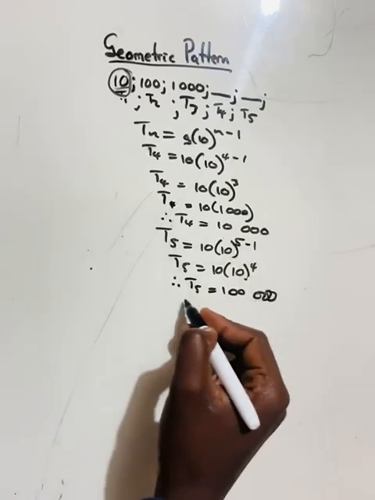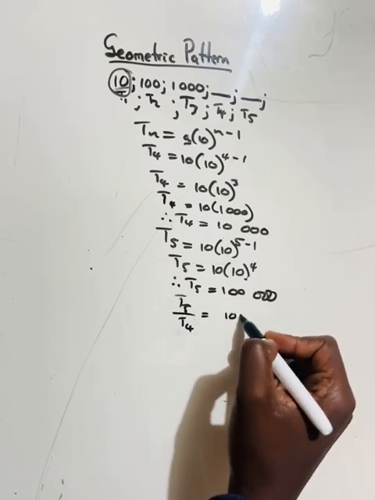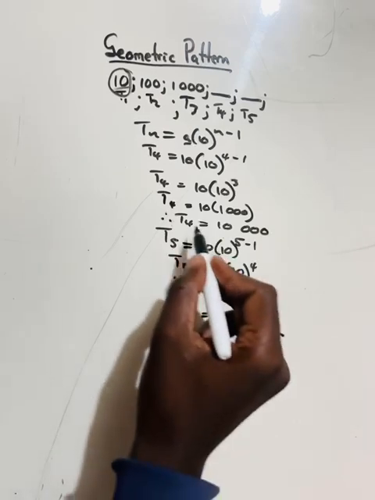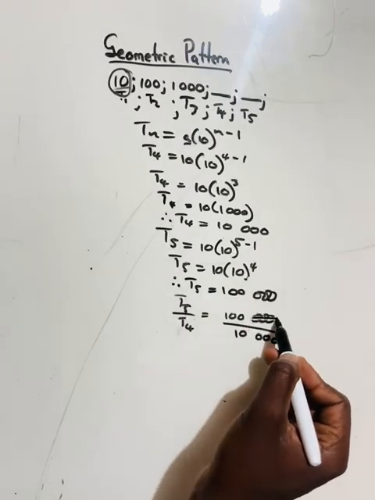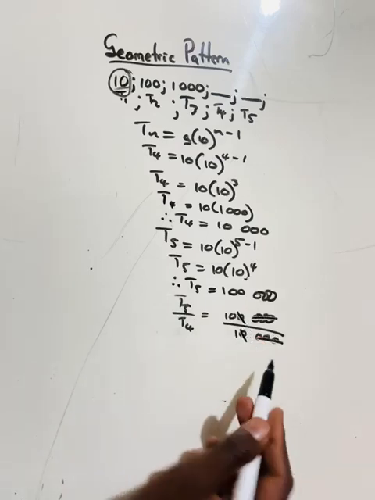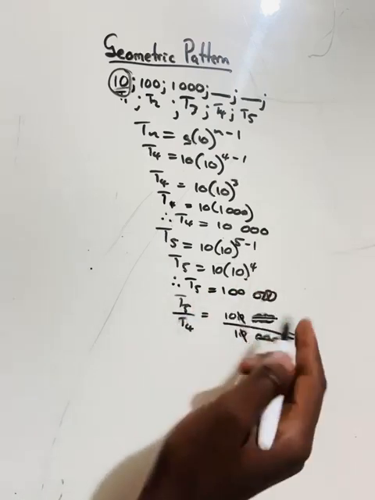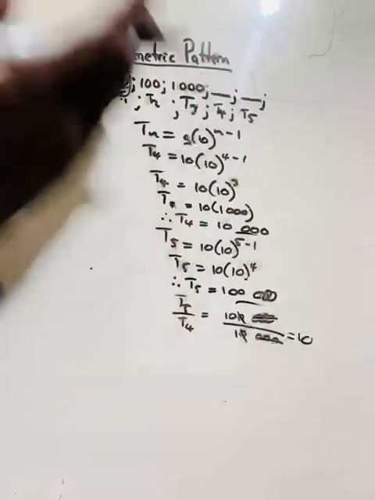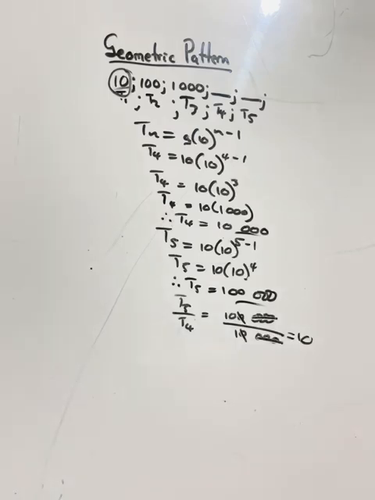So let's do it. Let's say term 5 divided by term 4, which is equal to the fifth term, 100,000, divided by the fourth, which is 10,000. These 3 zeros cancel those 3 zeros at the bottom. This 0 cancels this 0, and we're left with 10 over 1, which is equal to 10. So yes, the answers that we wrote are correct. That's how we know it, because we can always reverse and go back and find the constant ratio, right?